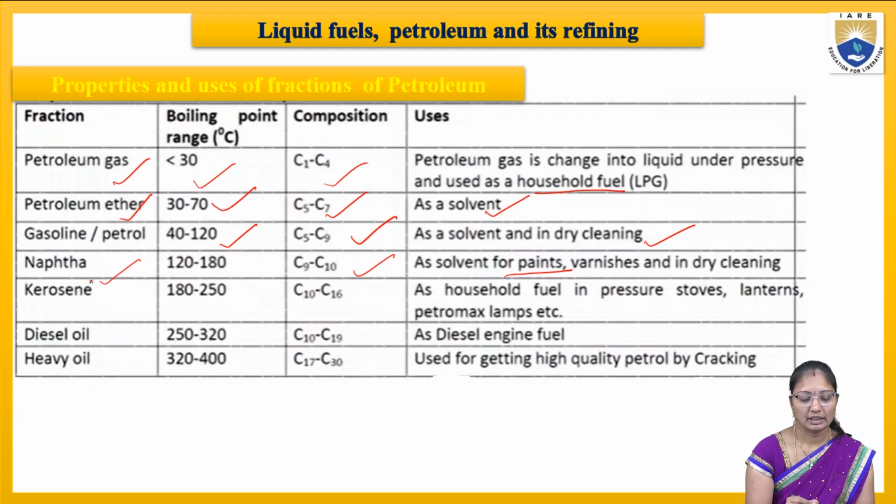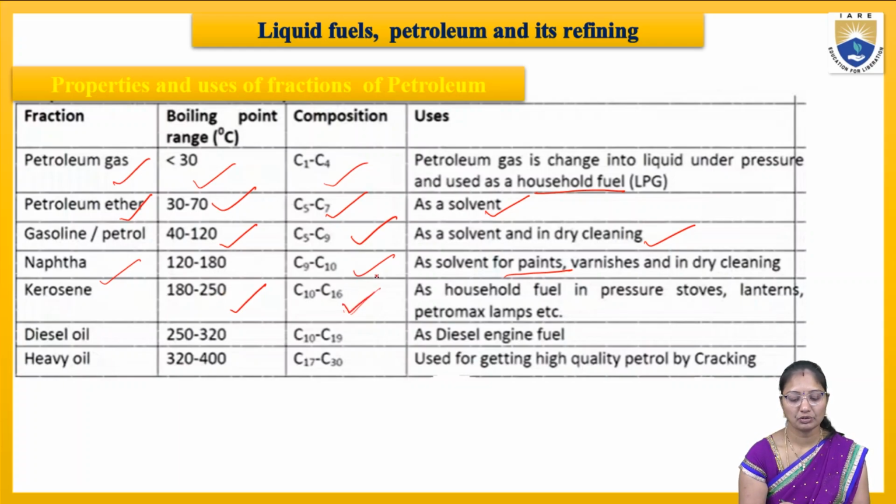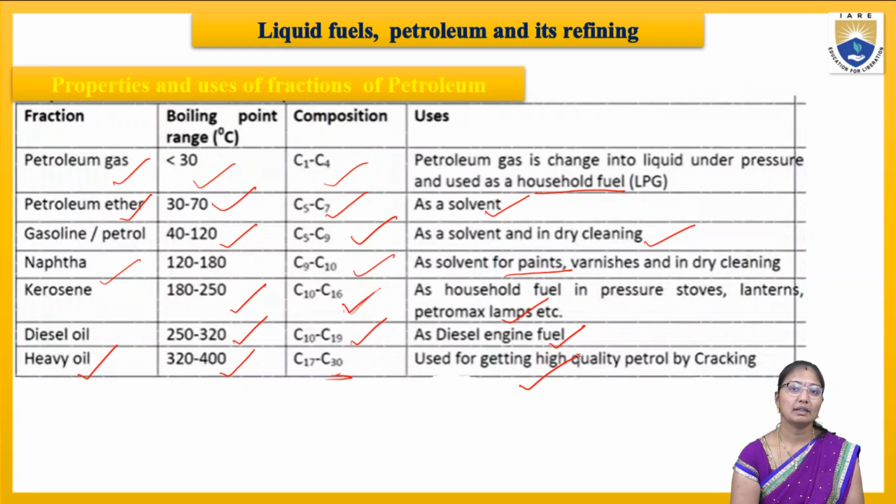This naphtha is used. Kerosene is 180 to 250 degrees centigrade and C10 to C16 is the composition. It is used as a household fuel in pressure stoves and petromax lamps and it is also used as a solvent in many industries. Coming to the diesel oil, which has a high boiling point, it is around 250 to 320 degrees centigrade and C10 to C19 is the composition. It is used as an engine fuel in the automobile industry. Coming to the last fraction, that is heavy oil, it has a high boiling point of 320 to 400 degrees centigrade. The carbon composition is C17 to C30, and it is used for getting high quality petrol by the process called cracking.